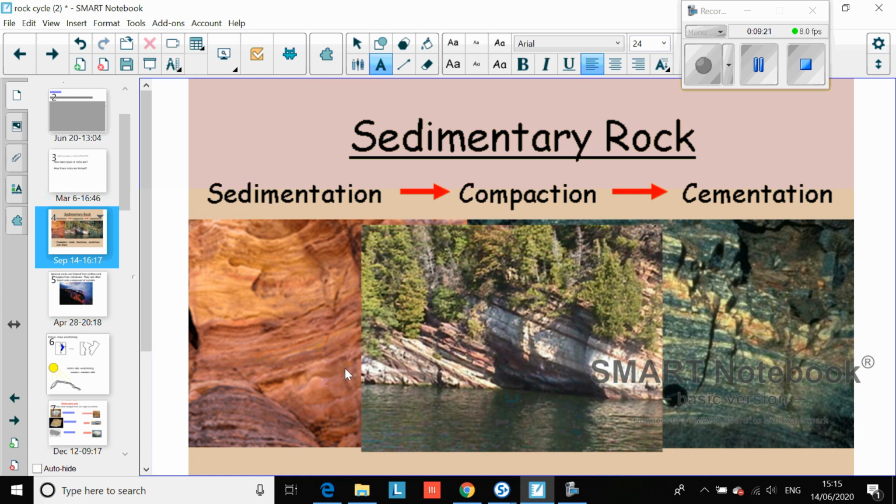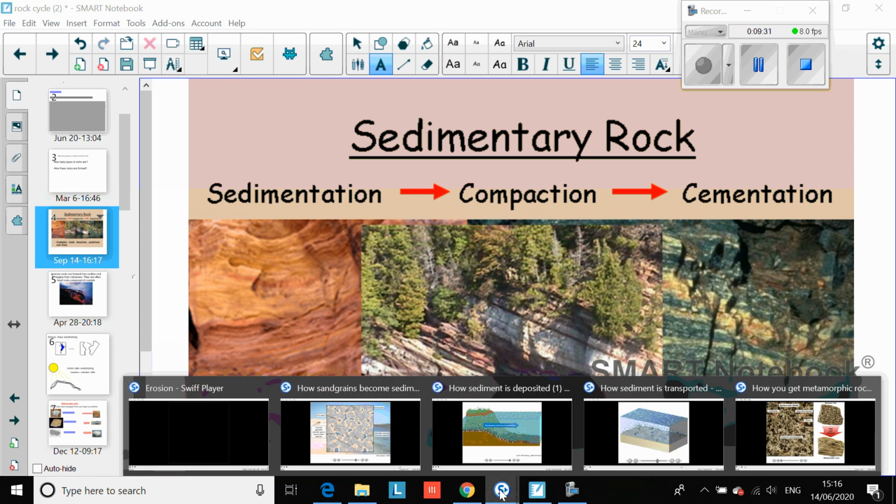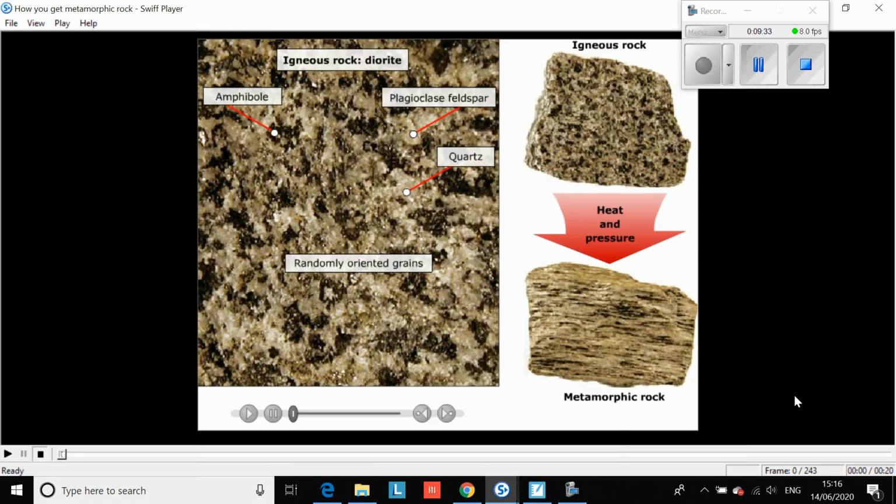Now, over millions of years, these sedimentary rocks can be forced and pushed deep underground. This can also happen to igneous rocks, I should say. So let's say we've got a rock here. This is actually an igneous rock. This is granite, and we know it's an igneous rock because you've got lots of mineral crystals here.